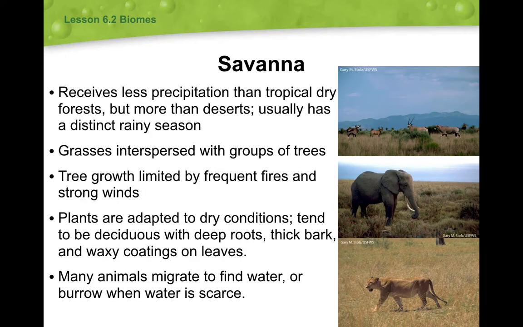Savanna receives less precipitation than a tropical dry forest, but more than a desert. It usually has a very distinct rainy season. There are grasses here with a few groups of trees around. Tree growth tends to be limited because the grasses favor frequent fires, and the flatness allows for strong winds. So plants are going to be adapted to those dry conditions. They tend to be deciduous trees when they are there. They'll have deep roots with thick bark, and many animals will migrate to find water or burrow when water is scarce.